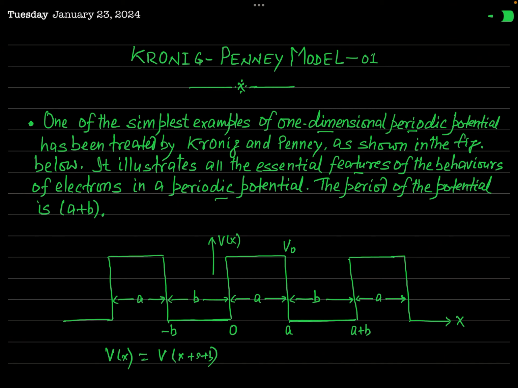So a plus b is the period, because you can see the potential at x equal to 0 is V naught, and at x equal to a plus b it is again V naught. So the potential repeats its value after an interval of a plus b, and a plus b is the period of this potential.